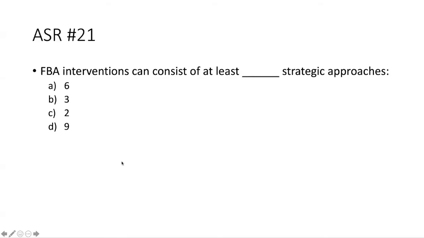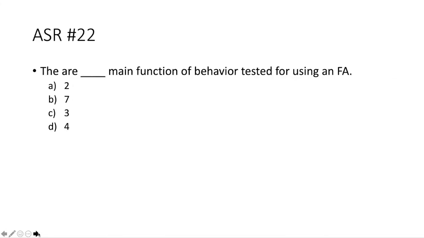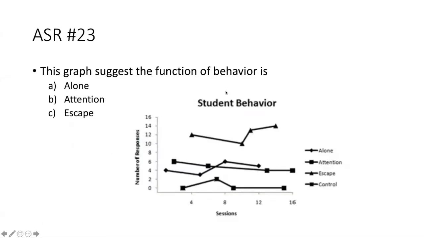ASR number 21. FBA interventions can consist of at least blank strategic approaches. A, 6, B, 3, C, 2, D, 9. And the correct answer here is B, 3. ASR number 22. There are blank main functions of behavior tested for using an FA. A, 2, B, 7, C, 3, D, 4. And the correct answer here is D, 4. This graph suggests the function of behavior is A, alone, B, attention, C, escape.